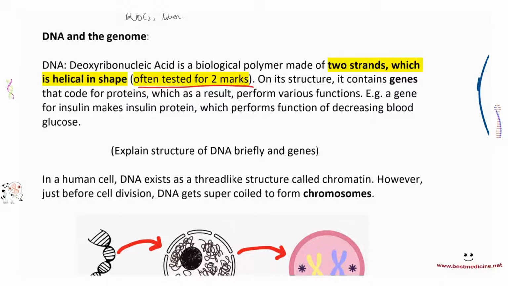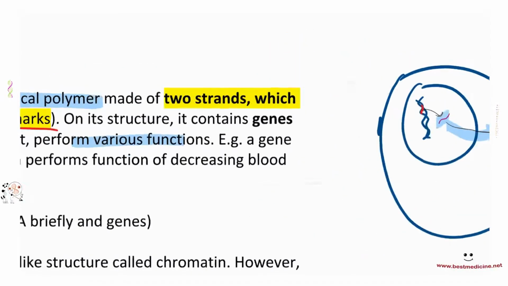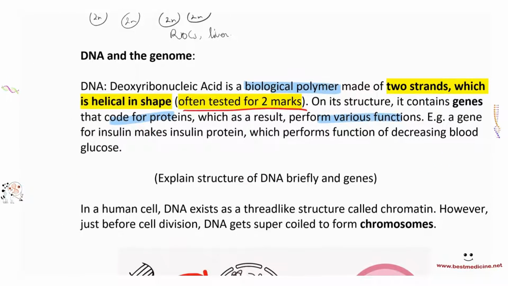So DNA is a polymer, a biological polymer that is made up of 2 strands, which is helical in shape. Now, on a structure, it contains genes that code for proteins, which as a result perform various functions. So therefore, the genes, they give out a template. Template is translated by the ribosomes, converted into proteins, and proteins go ahead and perform different functions. So this information comes from genes.